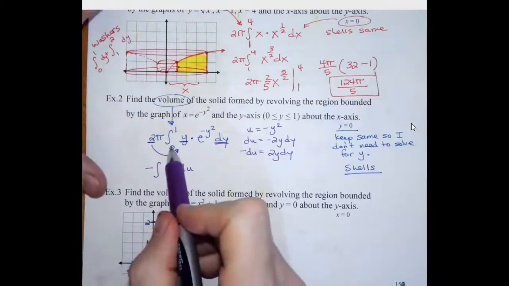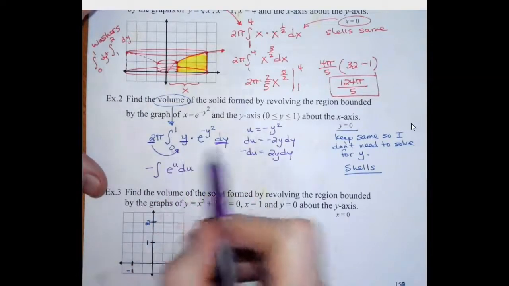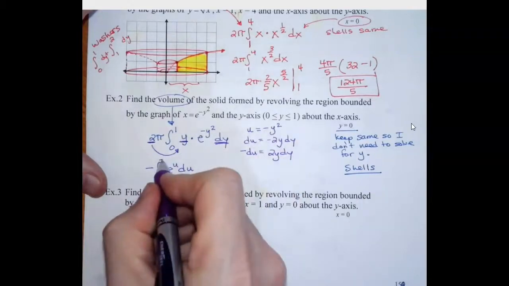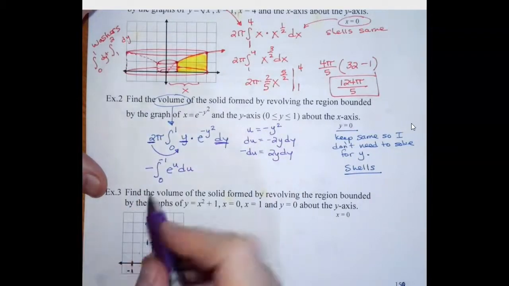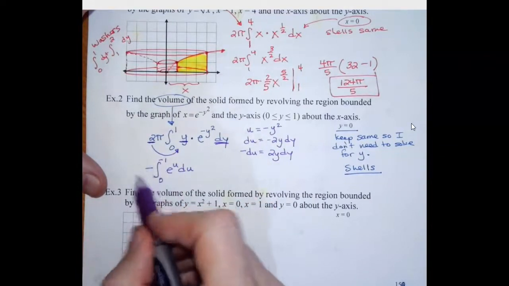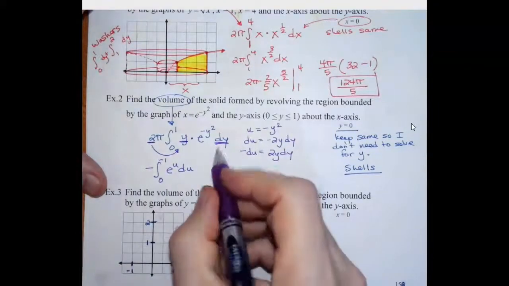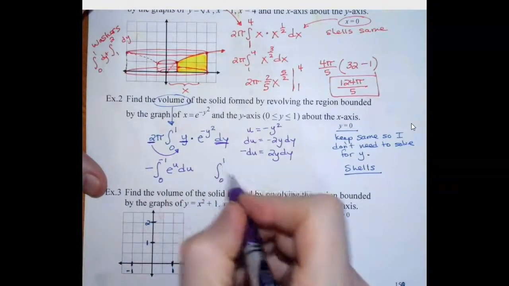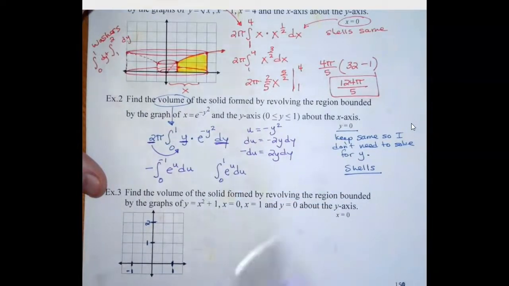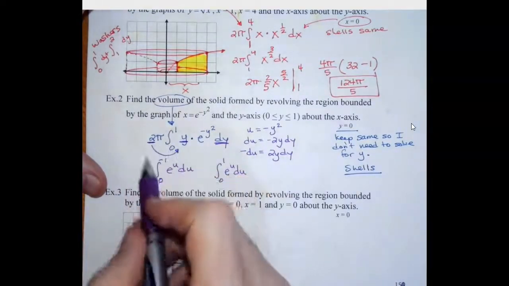And now I also have to switch these. So if I plug in 0, that's going to be 0. And if I plug in 1, that's going to be negative 1. So now these numbers are out of order, so I need to flip them. And when I flip them, I need to take the opposite, so it's going to actually be positive, and we have this.